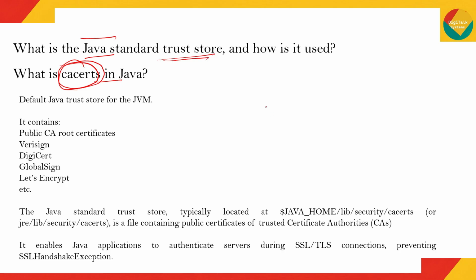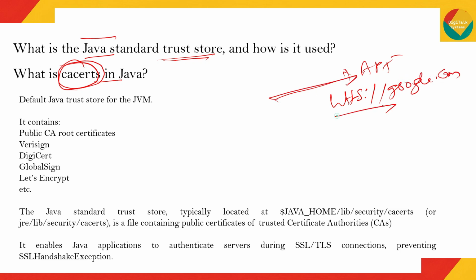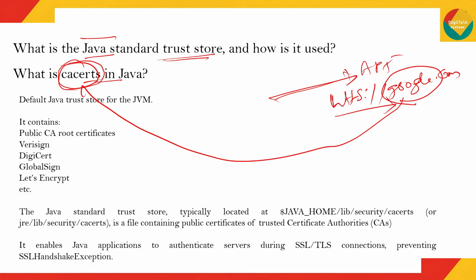Whenever your application makes a connection to some third-party application, like a particular API, for example your application is calling google.com, the root certificate for google.com has to be in this cacerts file. There are multiple third-party verified certificate authorities, and the root certificates of all these authorities are by default in the cacerts. So when we install Java, this cacerts trust store automatically gets created.